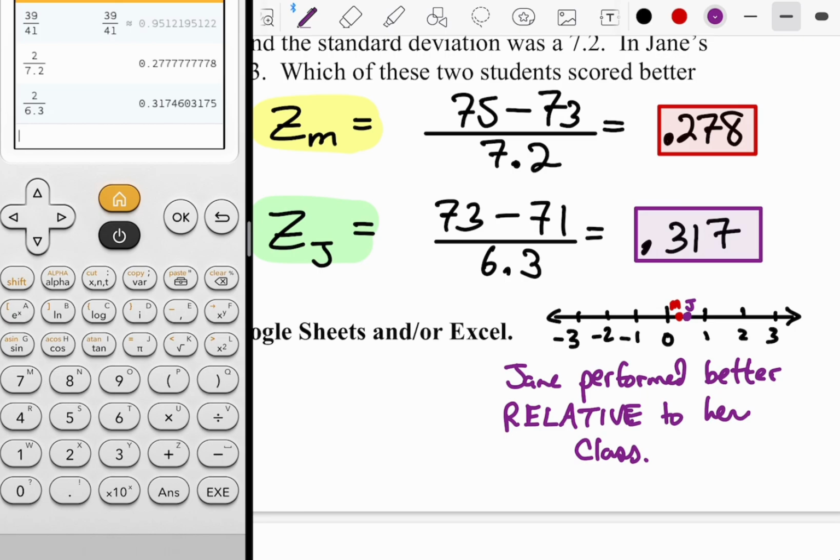So you can't just say that Jane performed better than Mike. That's not true. Jane performed better than Mike relative to her class. That's the important piece there. That's how you compare two different data sets.